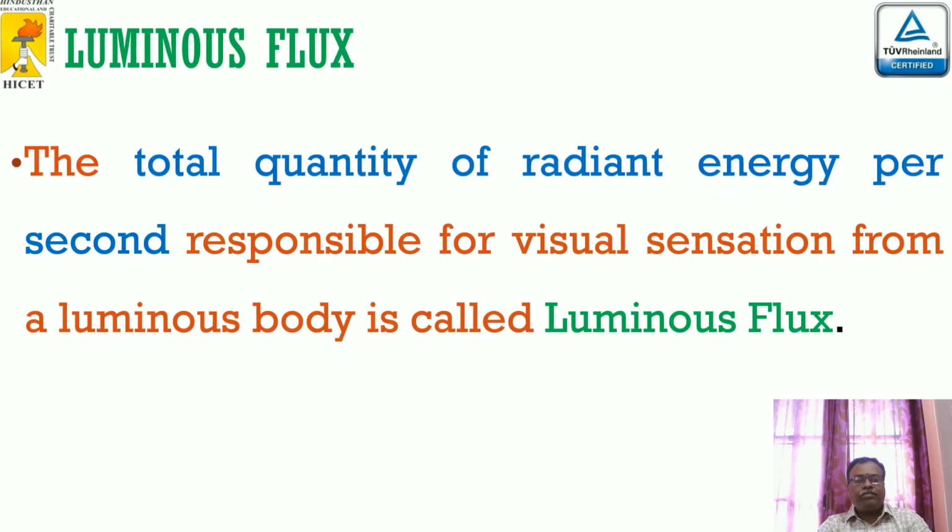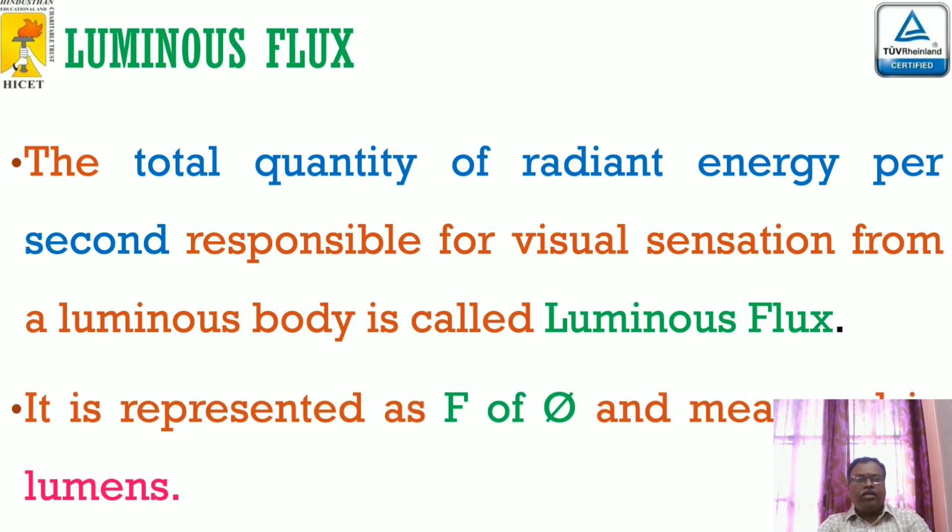And what about the luminous flux? The luminous flux is the total quantity of radiant energy per second responsible for visual sensation from a luminous body. So how much radiant energy is dissipated per second is called luminous flux. Therefore, it is denoted by capital F or phi, and it is measured in lumens.